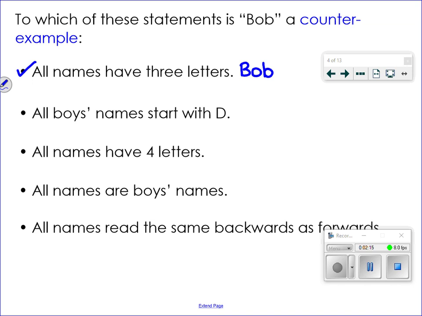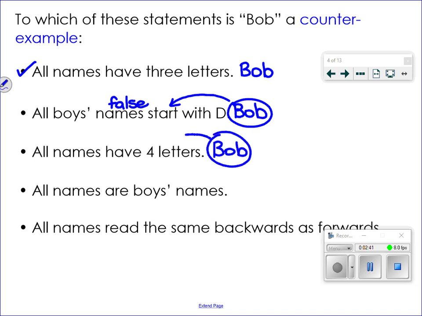What about the second statement? All boys' names start with D. Well, Bob does not start with D, and it's a boy's name. This is a counterexample proving this statement to be false. All boys' names do not start with D. Number 3, all names have 4 letters. Well, again, Bob contradicts that because it's a name that has 3 letters. It proves that this statement is false.